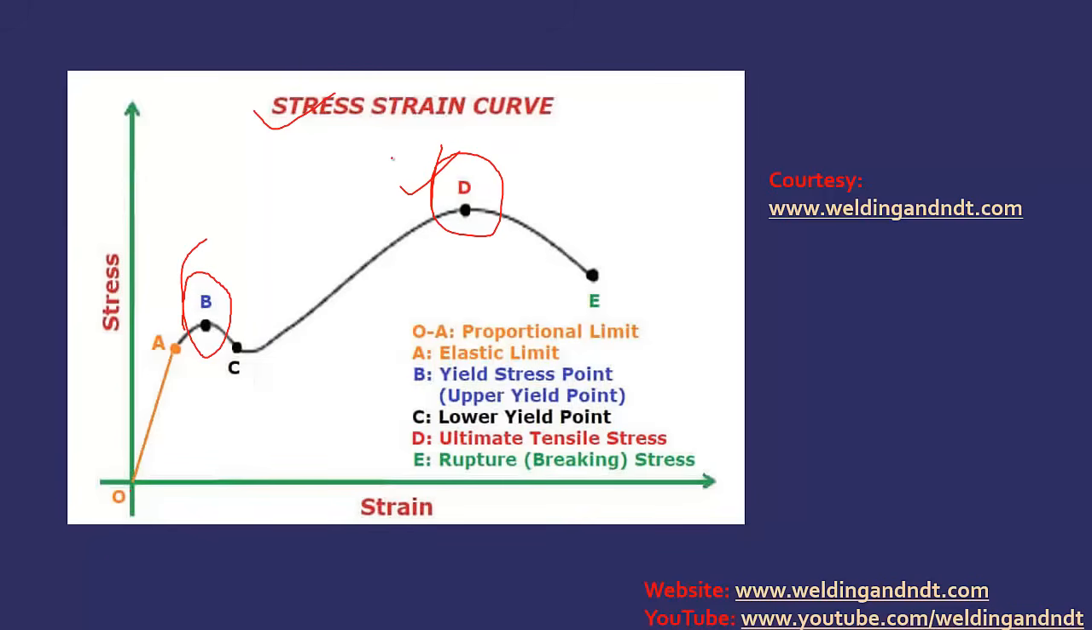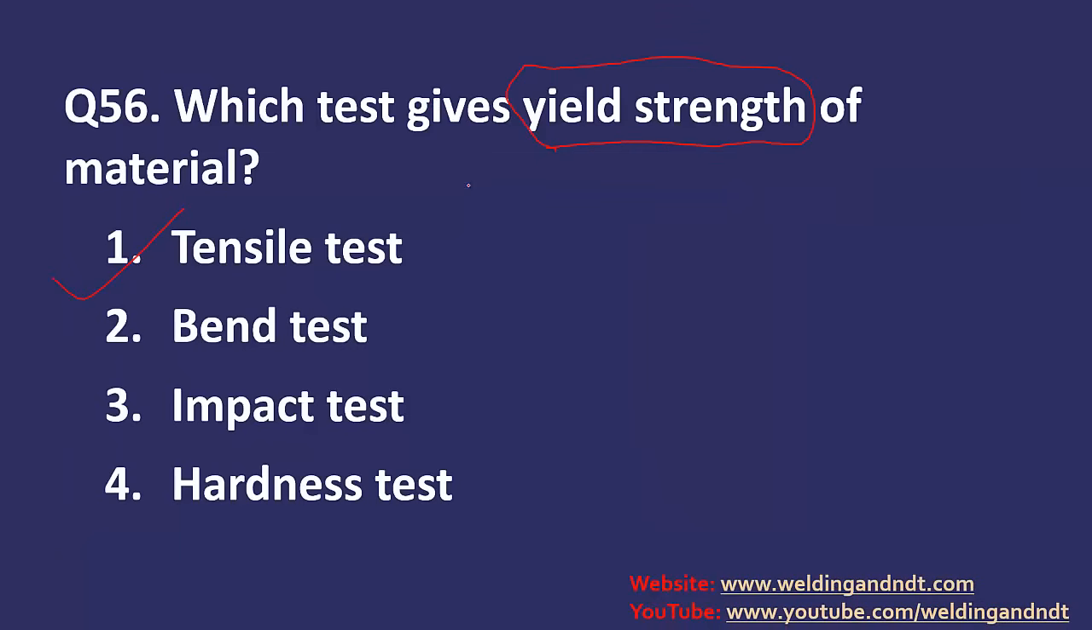So D is the point where the maximum stress the material sustains, and it is called ultimate tensile strength. And point B is from where the yielding starts, meaning the material permanent deformation starts, that is called yield point. So yield point, ultimate tensile strength and the percentage elongation, all these three values we get from tensile test. So the correct answer is tensile test.